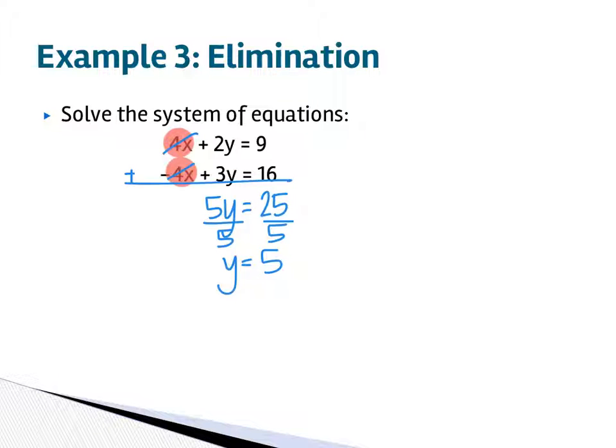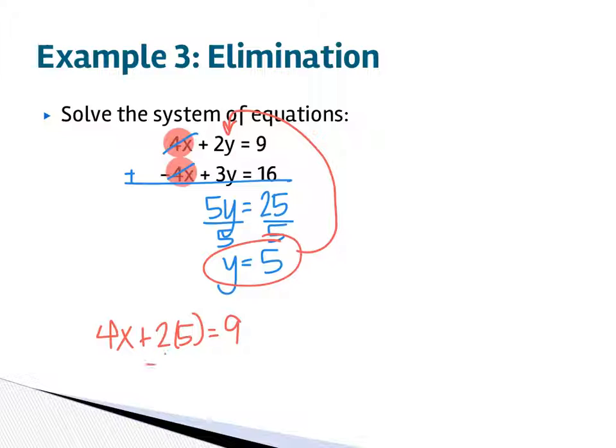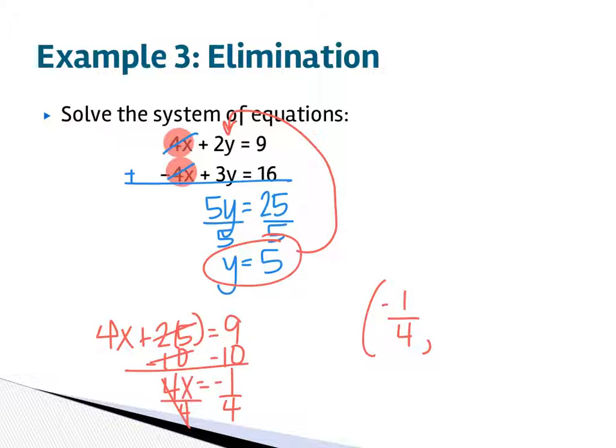And now you just do the same thing you did before. If y is 5, plug it in to find x. So we're going to just plug it into the top, and we get 4x plus 2 times 5 equals 9. So we'll subtract 10 from both sides, and we get 4x equals negative 1. Divide both sides by 4, so x is negative 1/4. So my point's going to be negative 1/4 and positive 5.